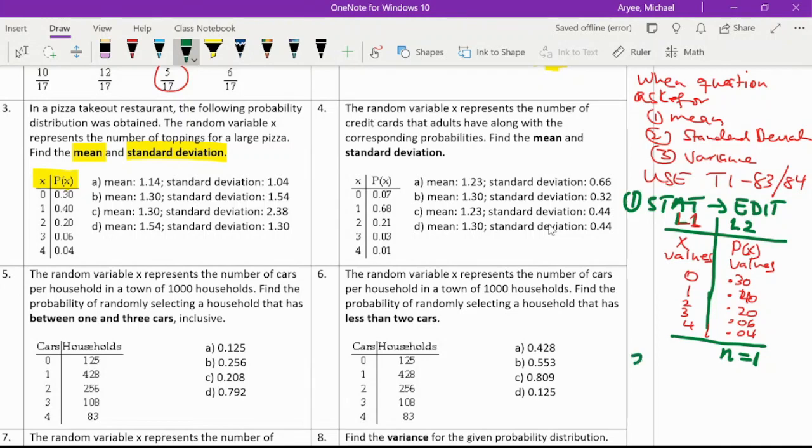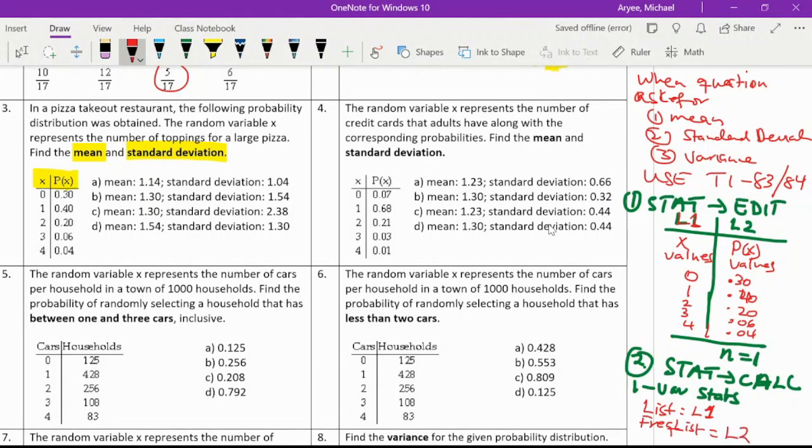Then your step 2, you're going to start, then you're going to calc, C-A-L-C. Then you select one var stats. Depending upon what calculator you have, if you have a T84, it will say list. Under the list, put in L1. Usually L1 will be there already. Then it will say freq list. Under freq list, put in L2. Then you ask for calculate.